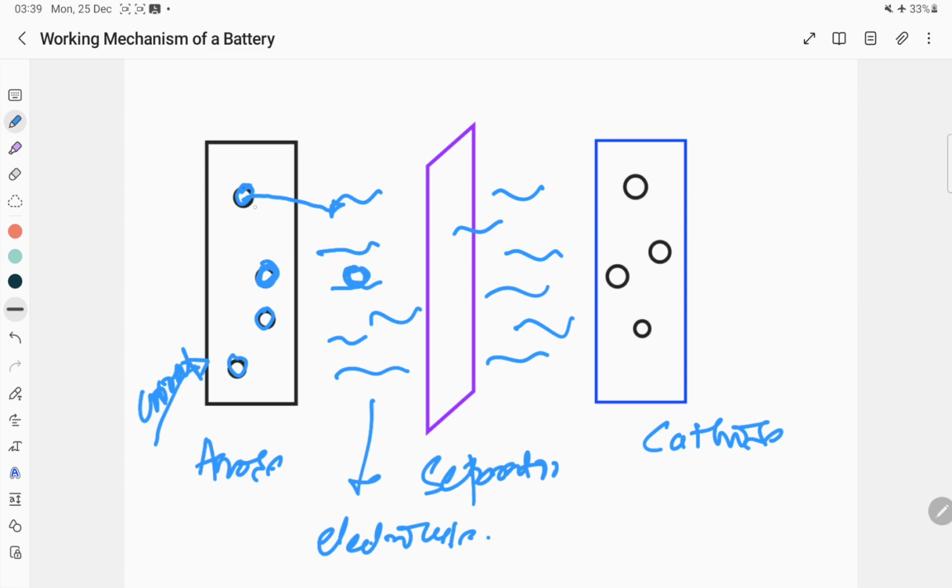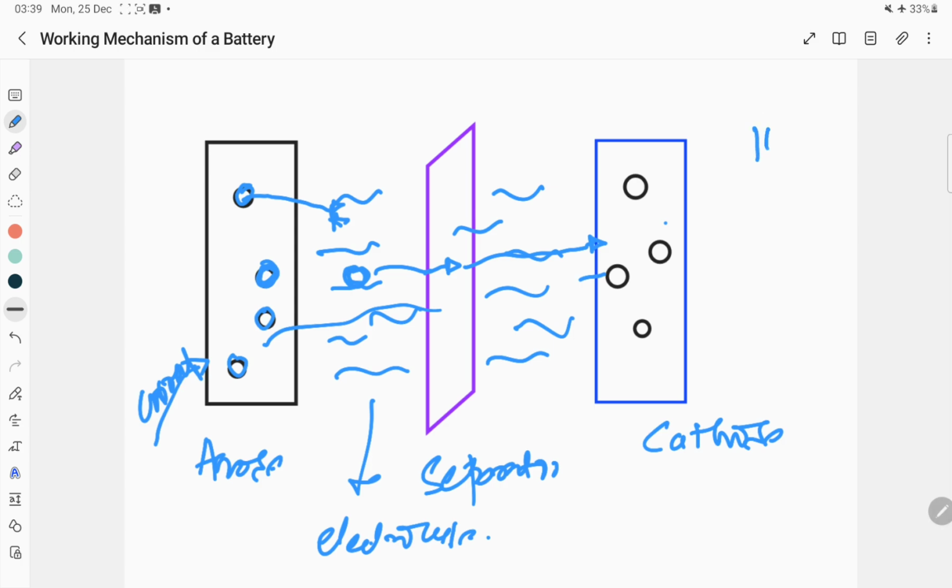So one ion, let's say, comes to the electrolyte. The same ion travels and migrates through the separator and enters the cathode. Again, similarly, all the ions go towards the cathode and get stored here in the cathode. How have we done this? We have given the current to move the ions from the anode to the cathode. So now your battery is 100% charged.